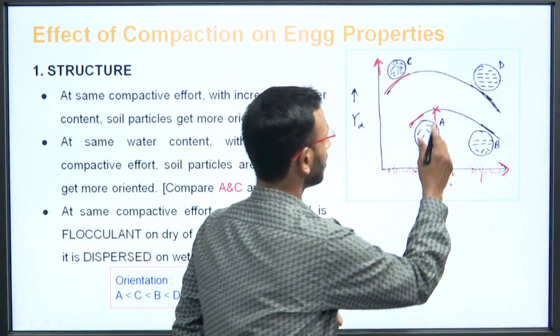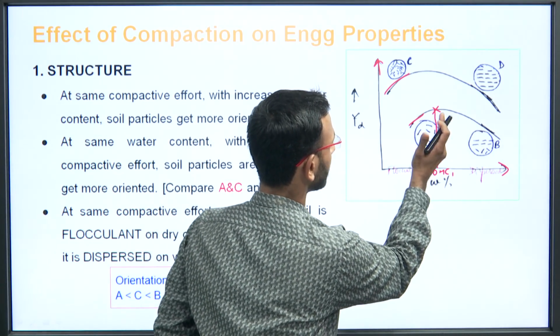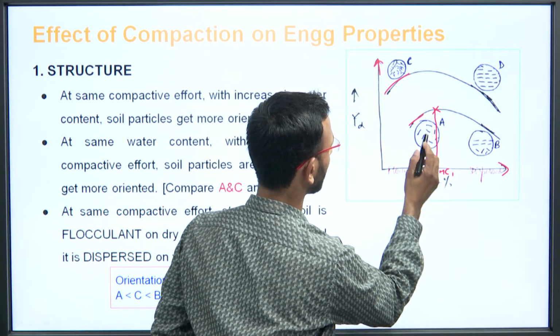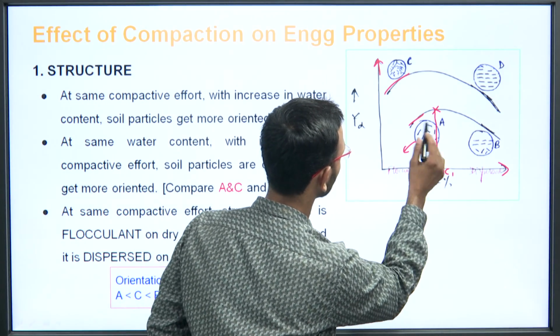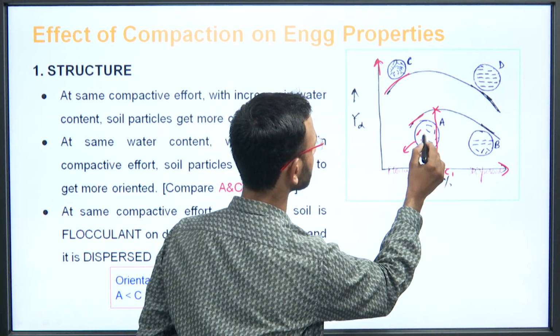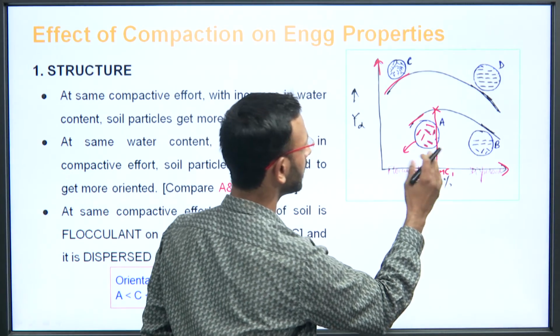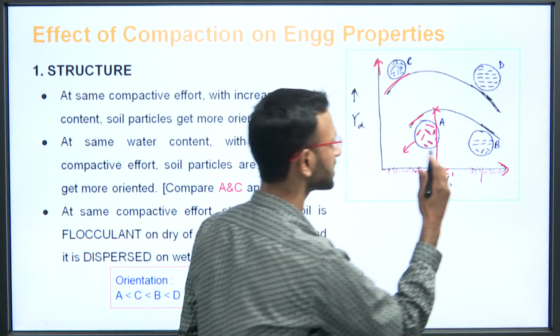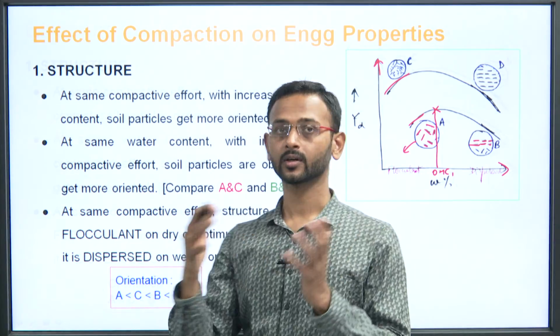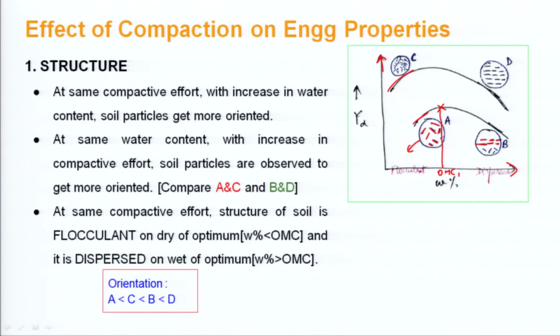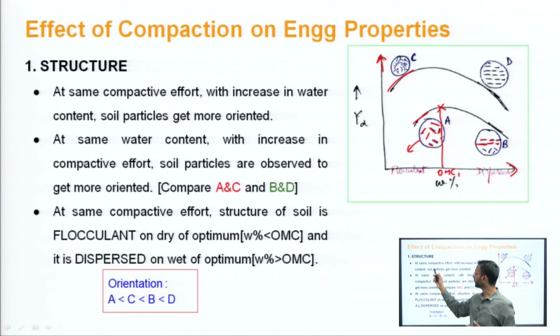Now when the water is less here, at that time this is somewhat less oriented, see the figure. But when we increase the water content, the soil particles tend to get more oriented. So that we have seen in point number 1, that at the same compactive effort, as the water increases, the soil particles will tend to get more oriented.